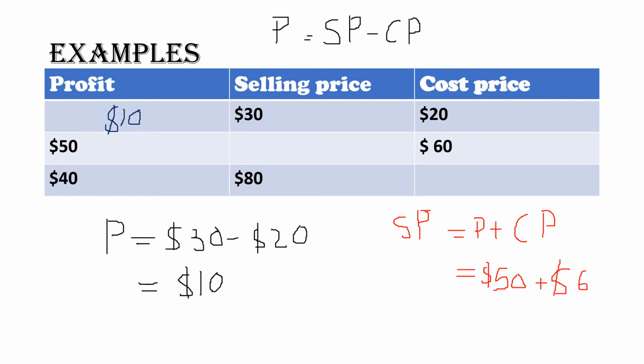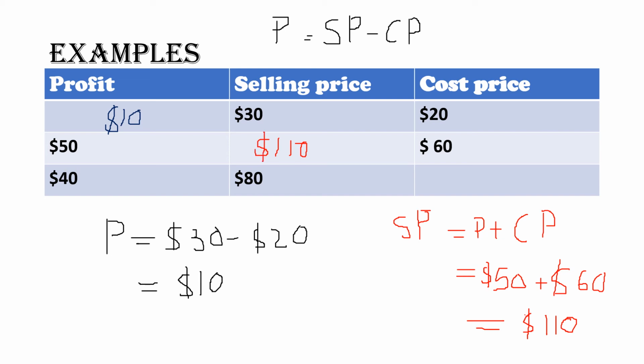These are not made-up values. I'm working with what is given. So our cost price there is $60. And at the end of the day, when we do our maths here, 50 plus 60 gives us $110. So what is my selling price here? My selling price here is $110. And that is the selling price.